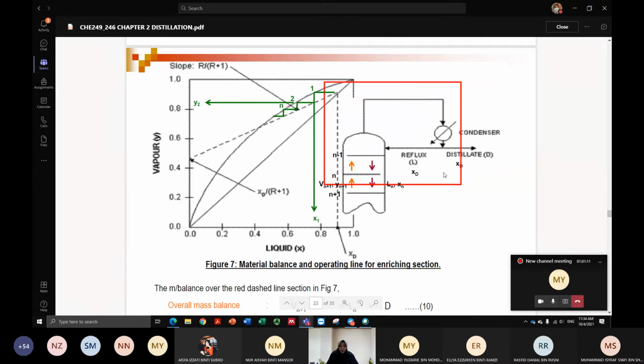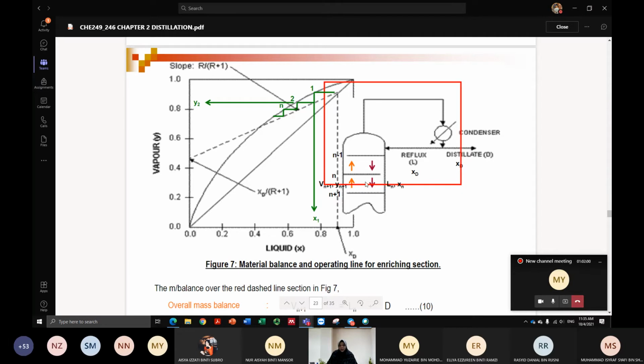So this is the first section, how we're going to solve the enriching operating line at the enriching section. You need to have the enriching operating line first. Next, you need the stripping operating line. Maybe you would like to have the q operating line. So one by one. Because the enriching section consists of the top of the column, you're going to deal with the distillate.